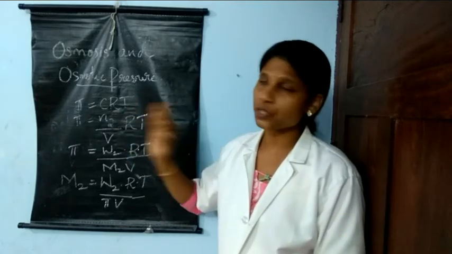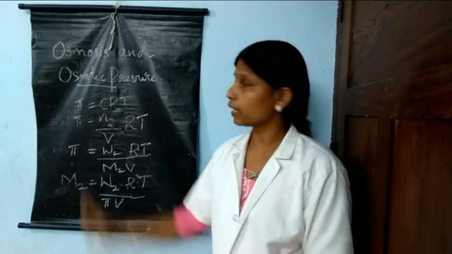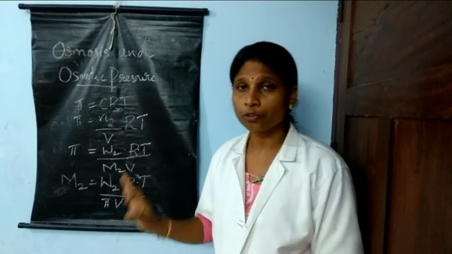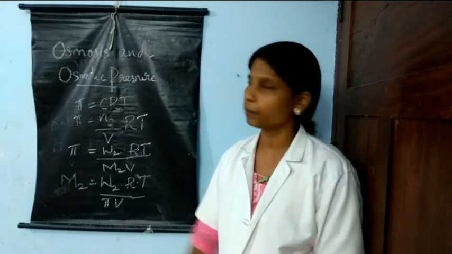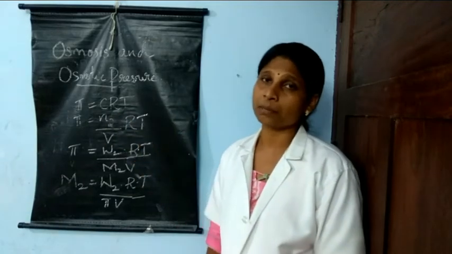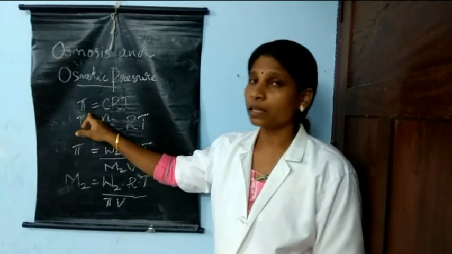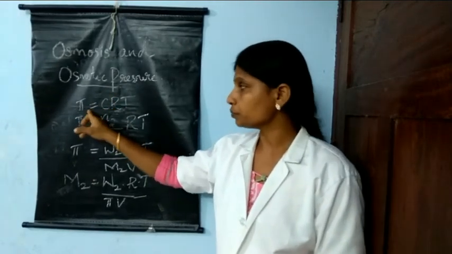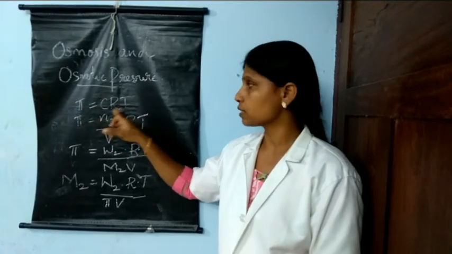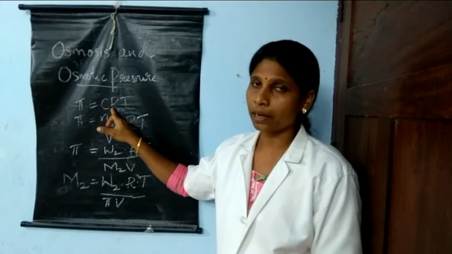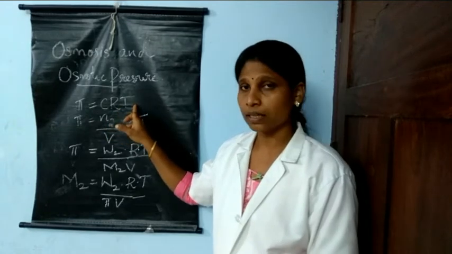If a process takes place at room temperature, then definitely it is temperature dependent. Also, molarity, the number of moles of solute dissolved in 1 liter of solution, is related to the volume of solution, and therefore definitely it is a temperature dependent quantity. Therefore, osmotic pressure pi is proportional to C. So, here we can write pi is equal to CRT. C is molarity, R is the ideal gas constant, and T is temperature.